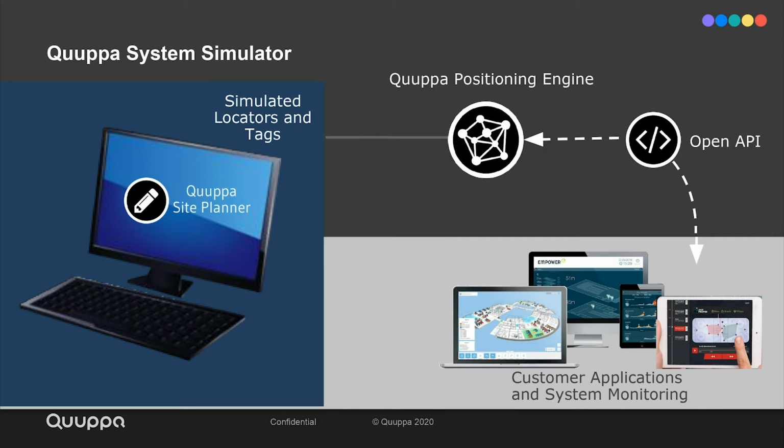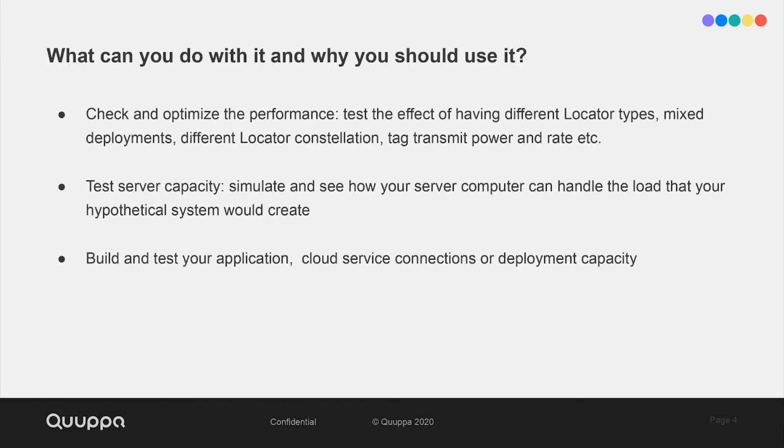And so why you should be really using the simulator and what it can do for you? Well, obviously, you want to make sure that you check and optimize the performance of the project before you actually start installing anything. So with the system simulator, you can test the effect of having different locator types. You can have the indoor Q17 indoor locator. Some areas you can try with the LD7L. You can try with mixed deployments. You can play with the different density of the locators in different areas where you need to do tracking. You can try with the different number of locators, different constellation of the locators.